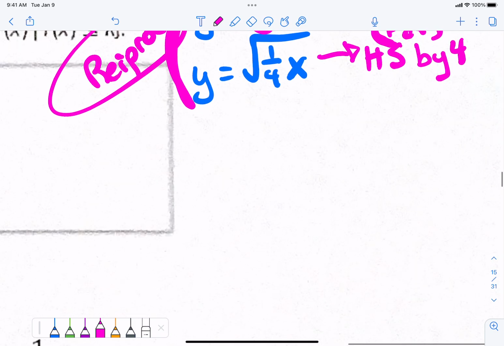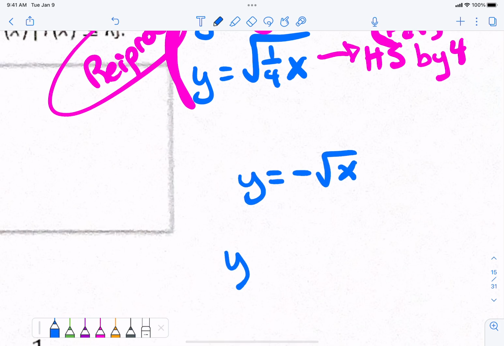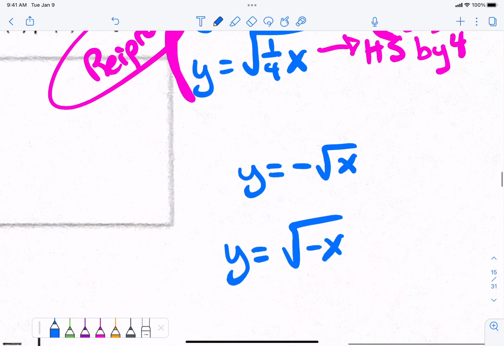Two more things. We have negatives sometimes, and we have y equals the negative square root of x, and we have y equals the square root of a negative x. We're going to talk about both of those here in just a second, okay? Let's write down what those rules are.